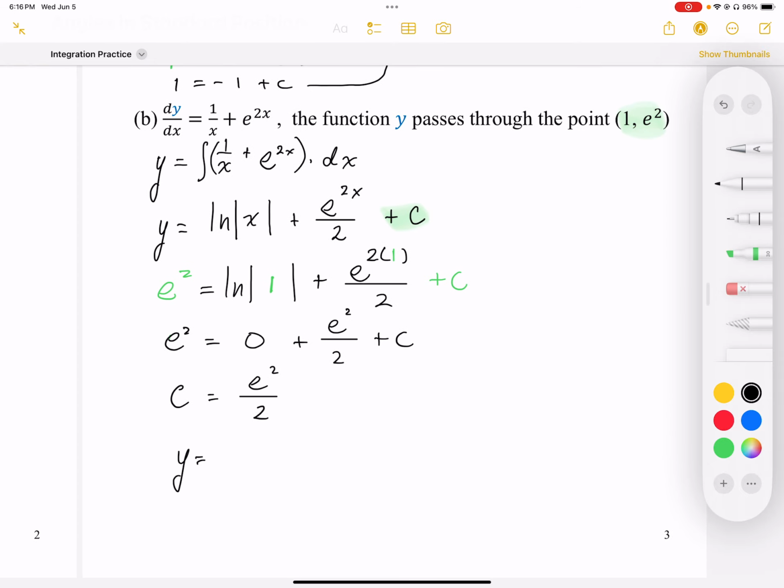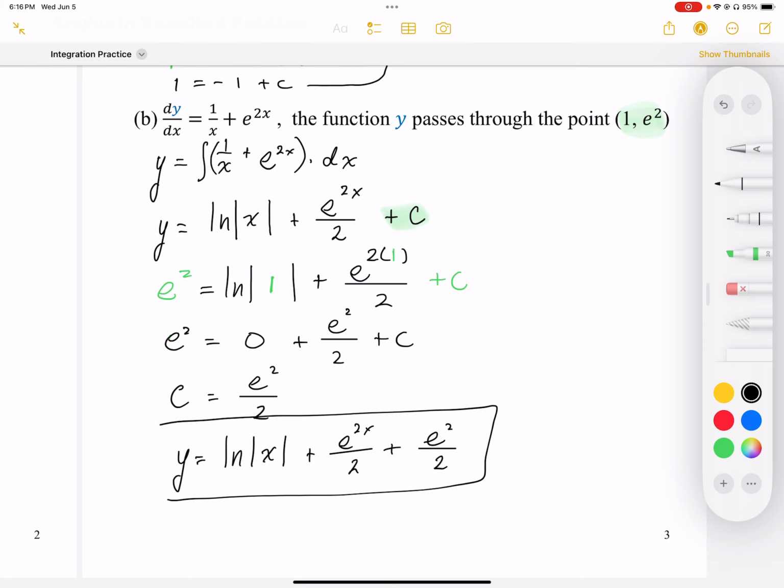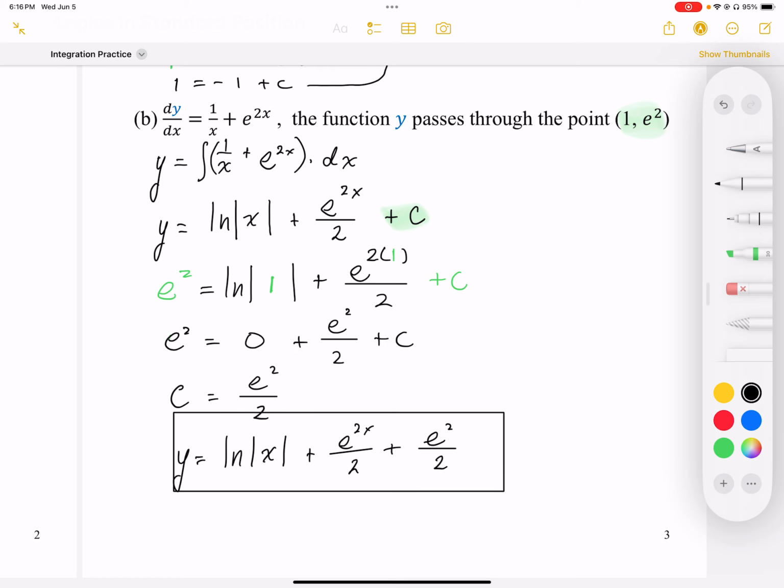So now that I solved for the plus c, I can write my equation for y, the solution to this differential equation. It is going to be y equals log x plus e to the 2x over 2. And then instead of plus c, I know the plus c is actually e squared over 2. Okay, so this represents the solution, and not only the solution, the specific solution to this differential equation that actually goes through that specific point.